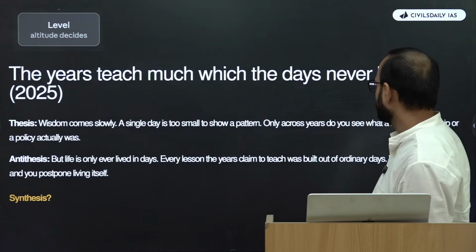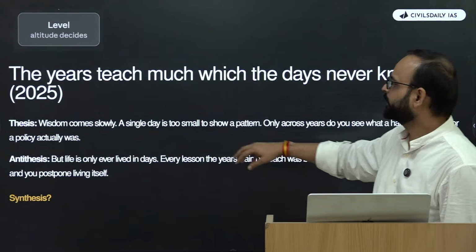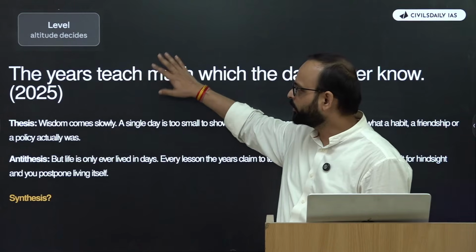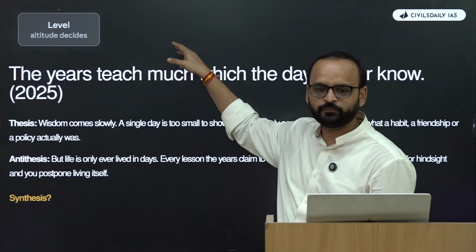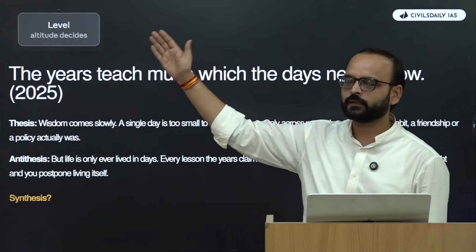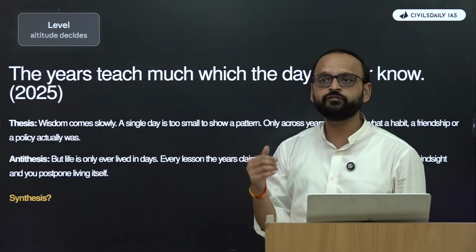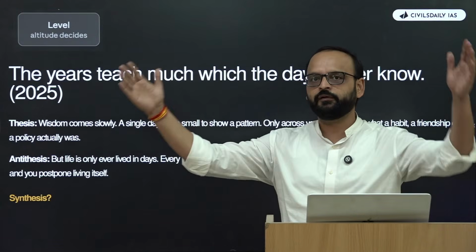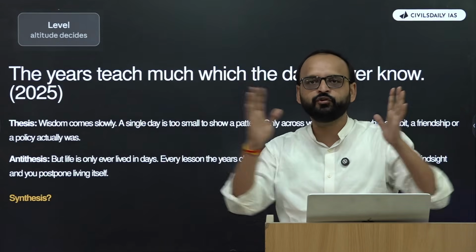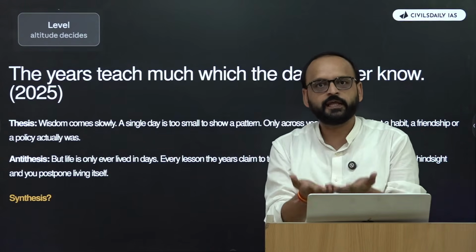So for this, the thesis is that wisdom comes slowly. A single day is too small to show a pattern. And this you would agree. Both are true. You cannot understand where the stock market is going by looking at every day. There's no pattern in every day, or even in a week. You can only see the pattern when there is a large, statistically significant sample, which tells you that if you have to judge someone, give them the larger sample. If you have to judge an event, have a larger statistical sample before you make a hasty judgment. But if you have to act, days are your answer.